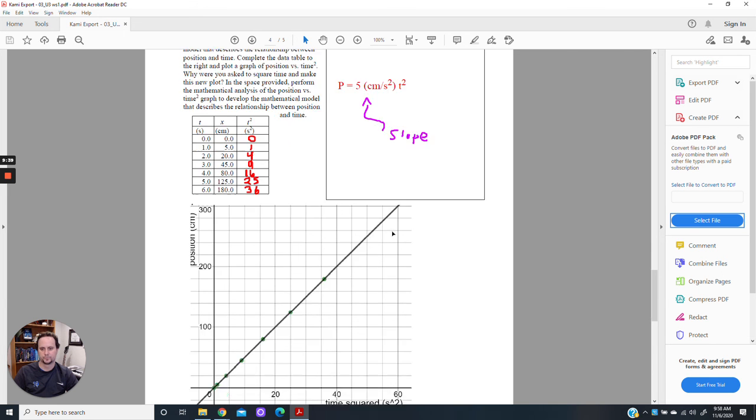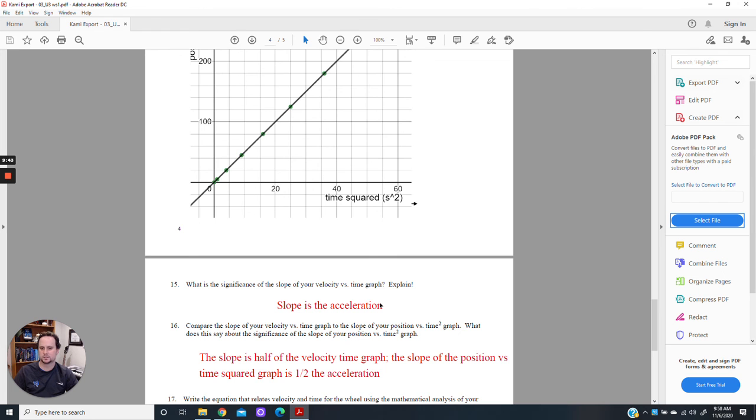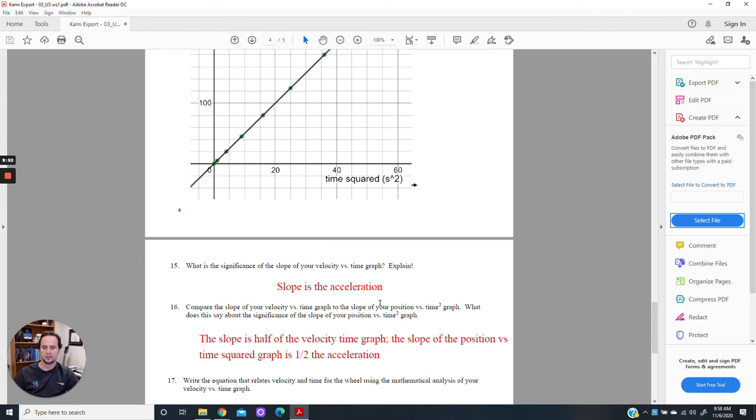A couple of questions to follow up with that. They're asking what's the significance of the slope of a velocity time graph. That's the change in velocity over the change in time, which is acceleration. If I'm changing velocity, I'm either speeding up or slowing down. That's what we define as acceleration.